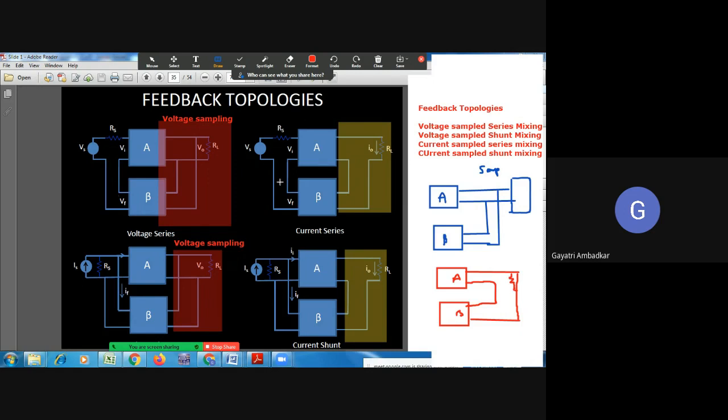इथे सुद्धा series connection आहे. In series mixing, you will find VS signal and VF signal, they are mixed in series. But I told you in series what we are mixing is the voltage. So look here, this is VS and VF, they are mixed in series. And when it is a shunt, you will find currents are mixed.